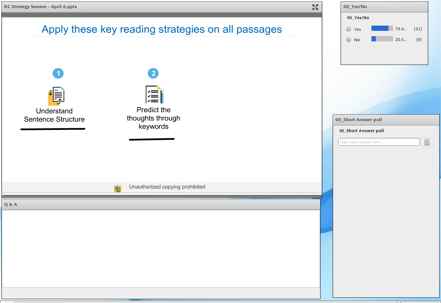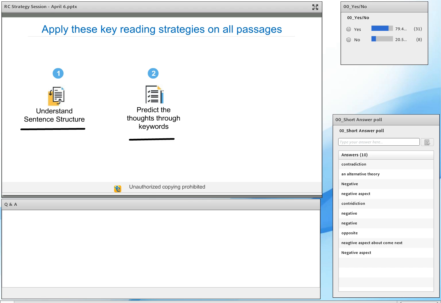Let's say that the author presented a positive aspect about a certain entity. And then he says, having said that, and then I want you to pause after that and tell me, if the author presented a positive aspect about a thing and then he said, having said that, what do you think is going to come next? Something negative about that, right? A negative aspect about that same thing, or a negative impact about that same thing, something other than the positive aspect.